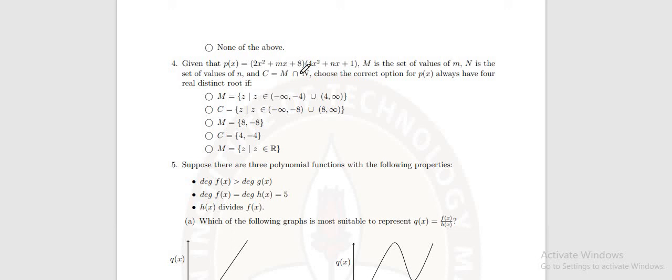Now for solving this, we can see that p(x) is the product of two quadratic equations. So for p(x) to have 4 real distinct roots, it is necessary that both of these equations must have 2 real distinct roots, which means 2x² + mx + 8 as well as 4x² + nx + 1 will both have real distinct roots.